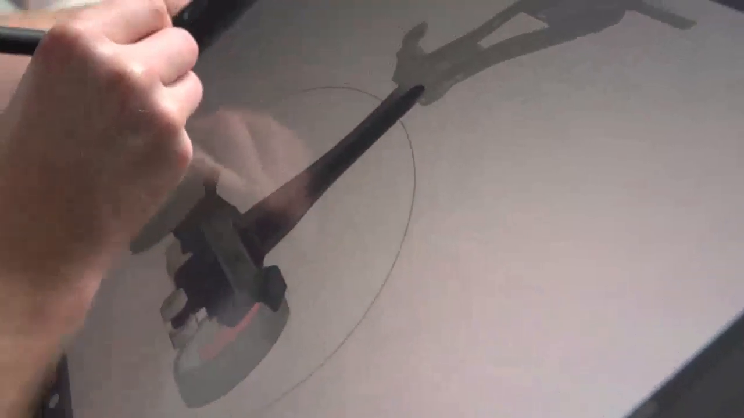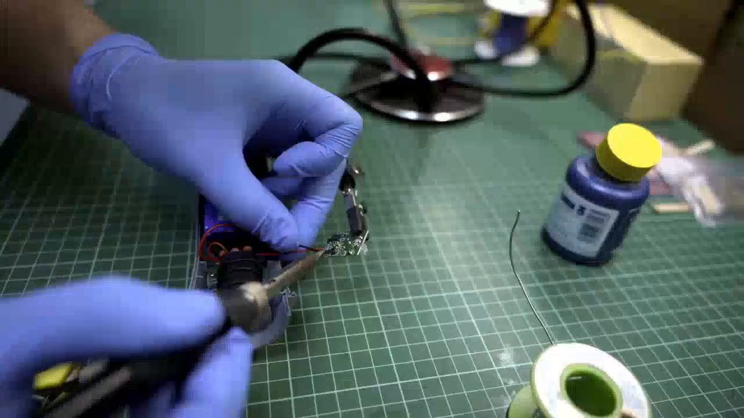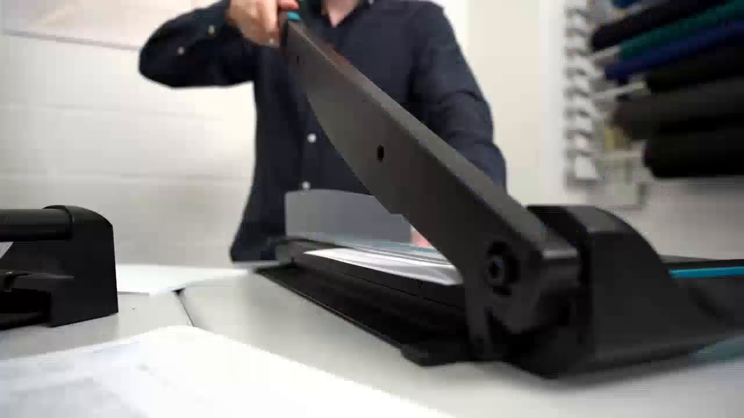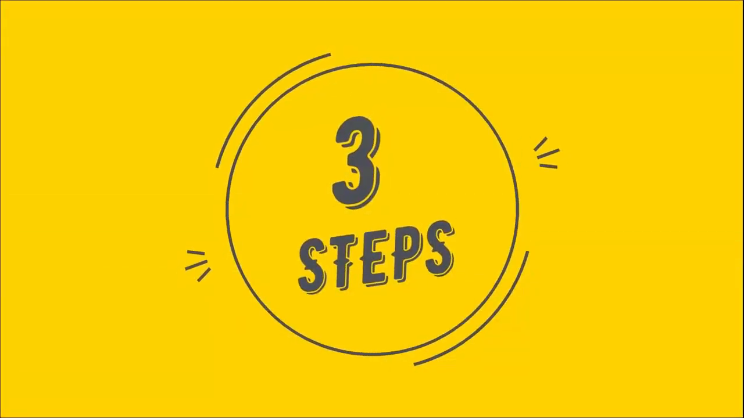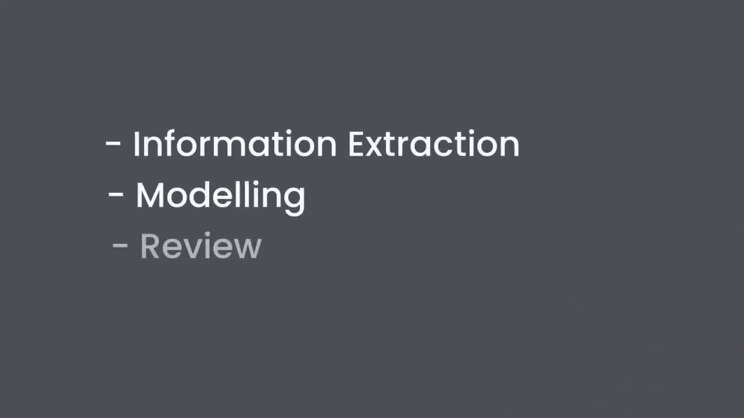Well, the reverse engineering process is specific to the object on which it's being performed. No matter the object type, there are three general steps that are common to all reverse engineering efforts. These include information extraction, modelling, and review. Let's look at each of those in a bit more detail.